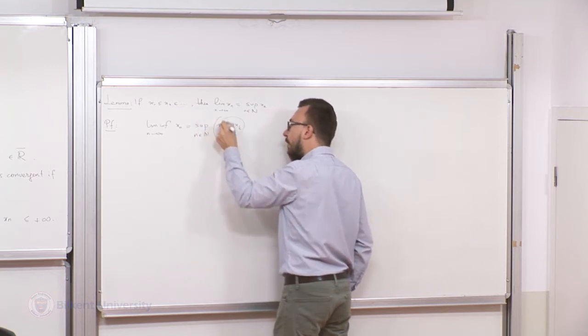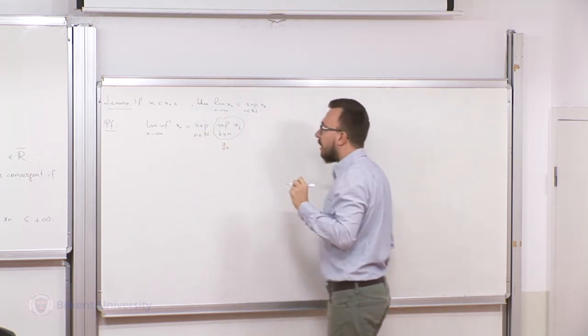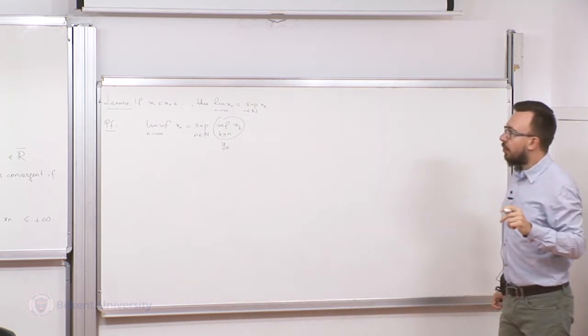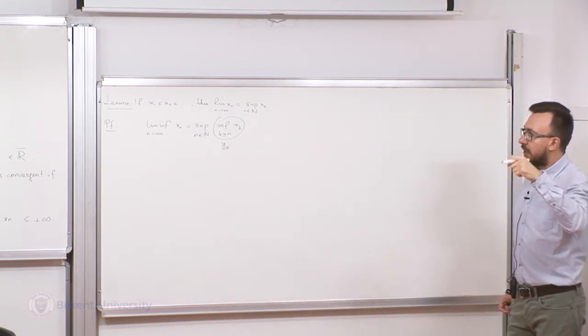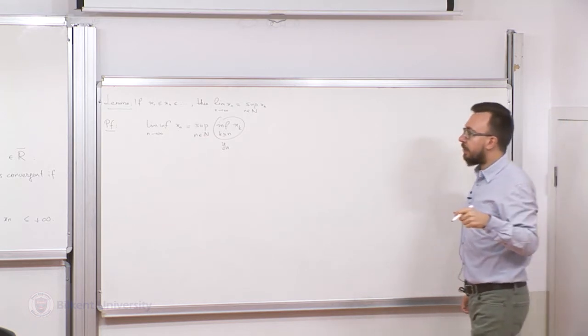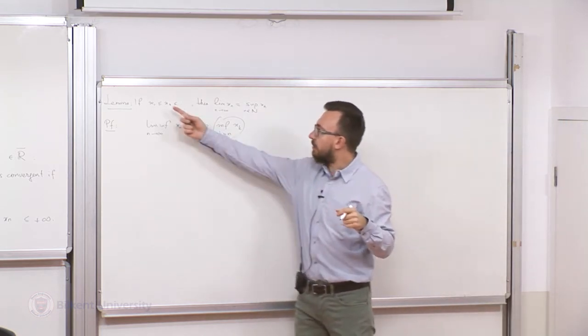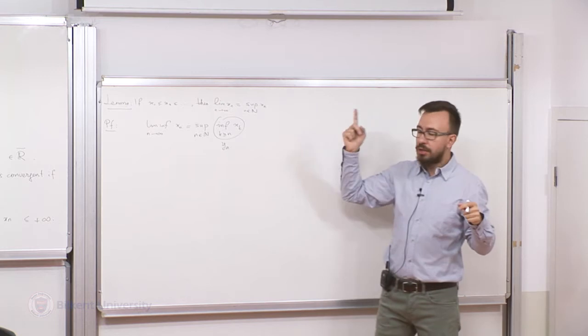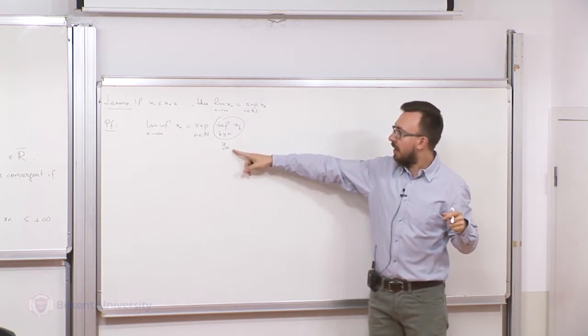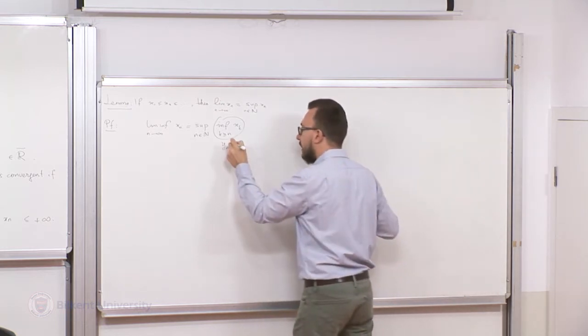Right? So if you call it yn, what is yn? So you have x1 less than x2 less than x3. And what is y1? The minimum of x1, x2, x3, etc. So what is yn? xn, right? Exactly xn.